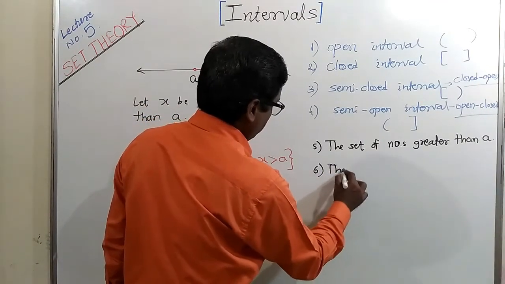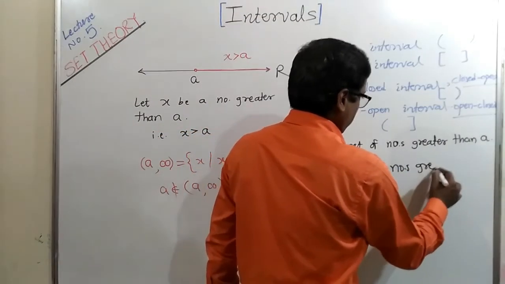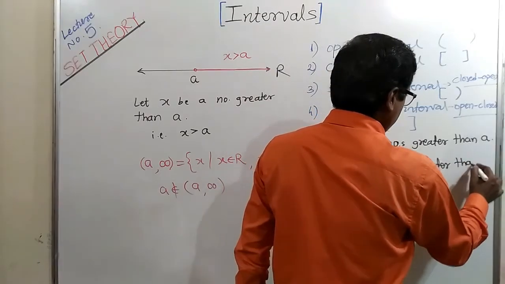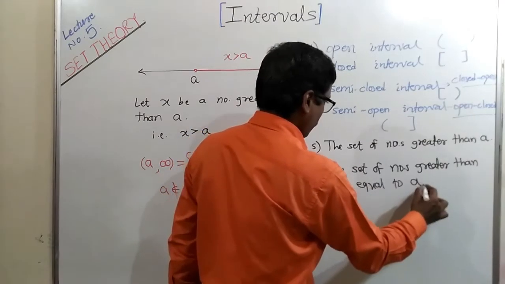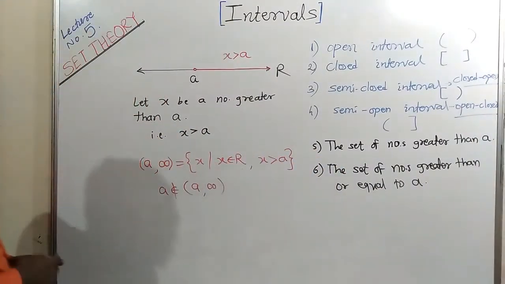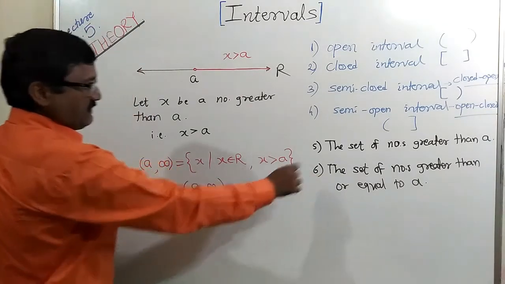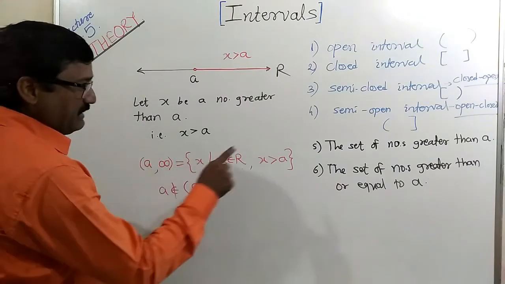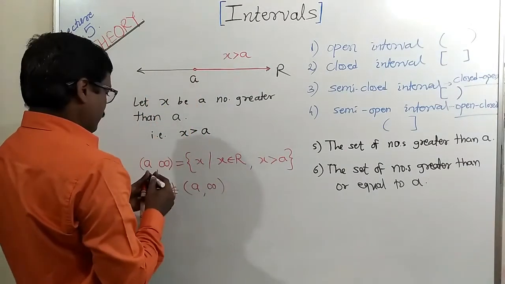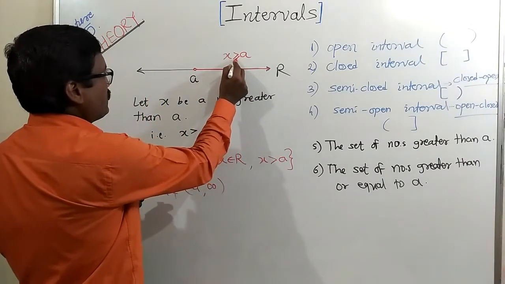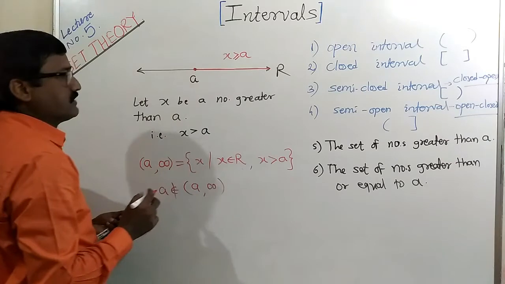That is the set of numbers greater than or equal to A. So we can see this next type of interval, the set of numbers which are greater than or equal to A. It is greater than and equal to A. Equal to A means the value of x is equal to A also. So x equal to A means this A is here. We have to make a solid circle.